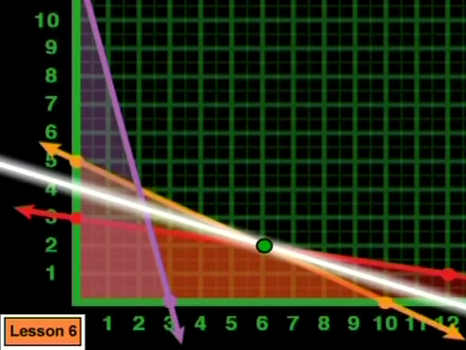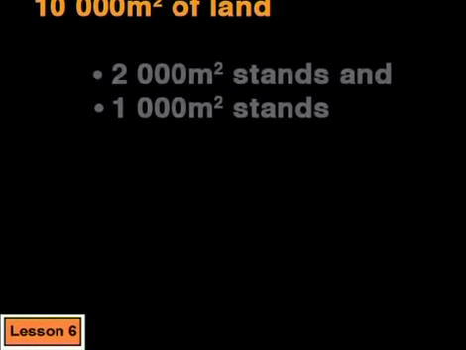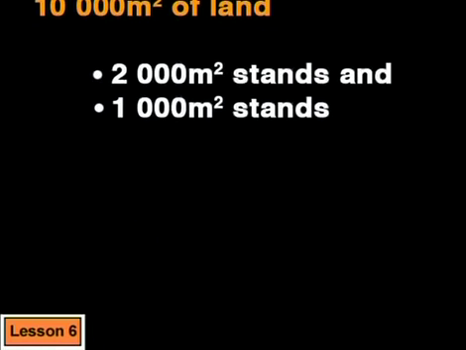Now let's see if we can use our new method on a different problem. Let's go back to the developer who wants to put housing units on a piece of land. The developer has 10,000 square meters of land. He wants to divide it into 1,000 square meter stands and 2,000 square meter stands in a way that will give him the best profit.